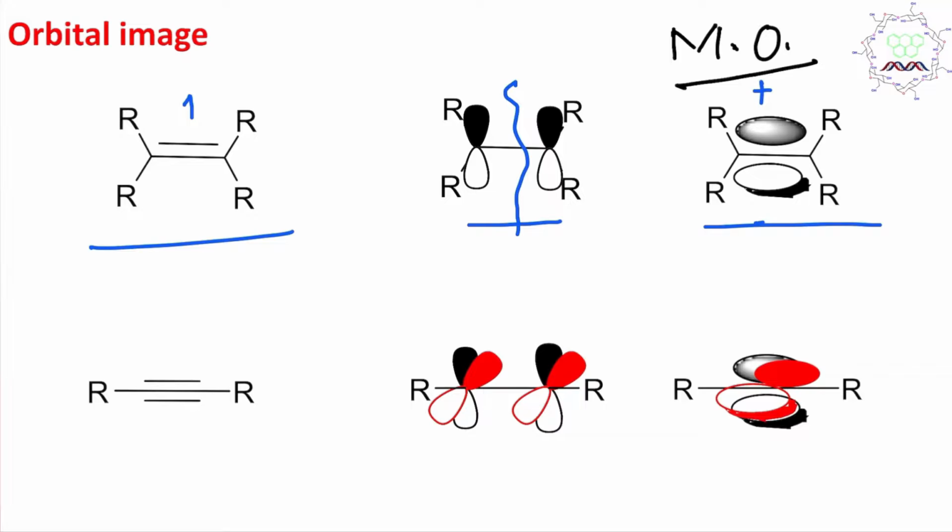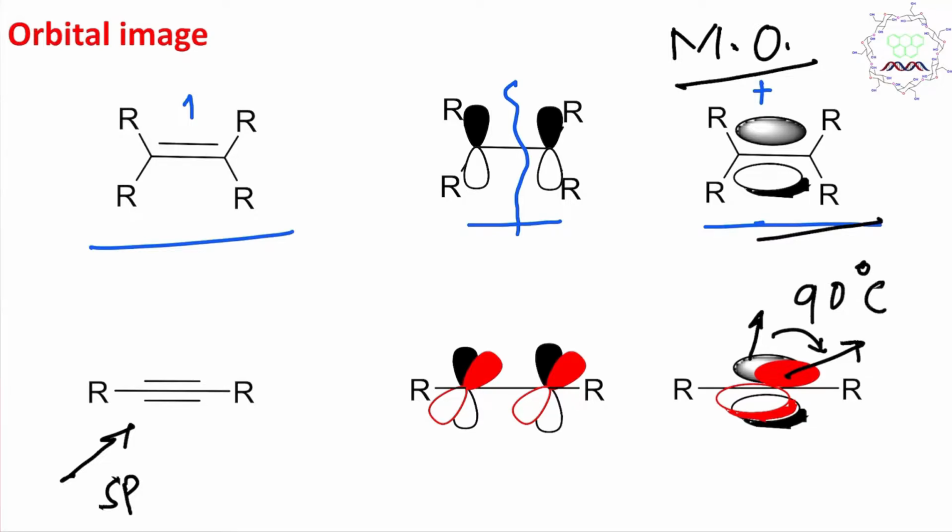Now, in a similar way, alkyne: in this case these carbons are sp hybridized, so two p orbitals do parallel overlap and they produce two pi bonds. And you can see here this black versus this red have an angle of 90 degrees, so there are two pi bonds, and between these two MOs the angle is 90 degrees.